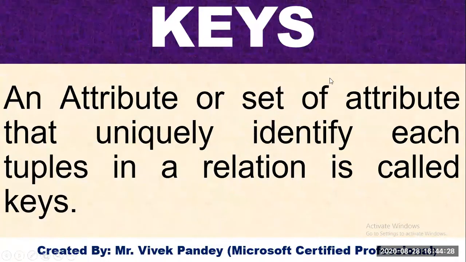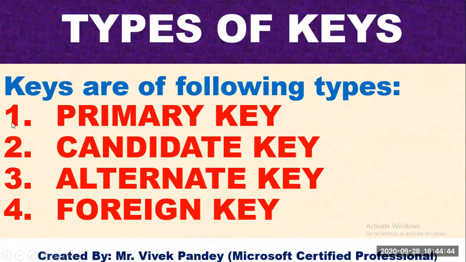What are keys? An attribute or set of attributes that uniquely identify each tuple in a relation is called a key. Types of keys in SQL. Keys are of the following types: primary key, candidate key, alternate key, foreign key.